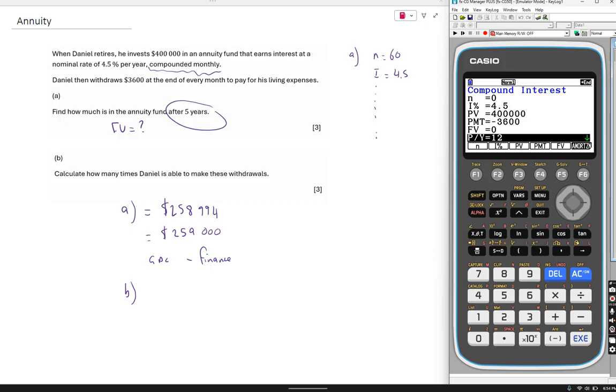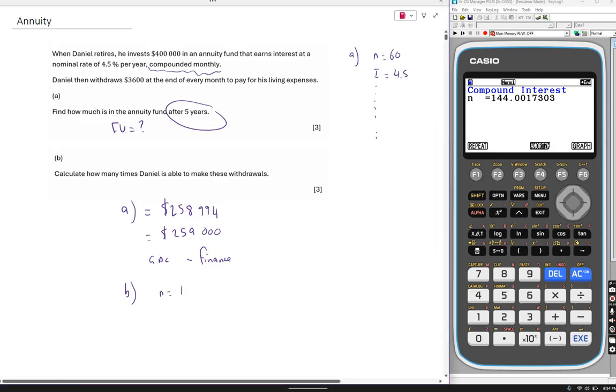We want him to run out of money, and how long it is going to take, that is what B is asking. So I'm going to change my future value to 0. I am going to solve for n. So if I press n, I get n is 144.